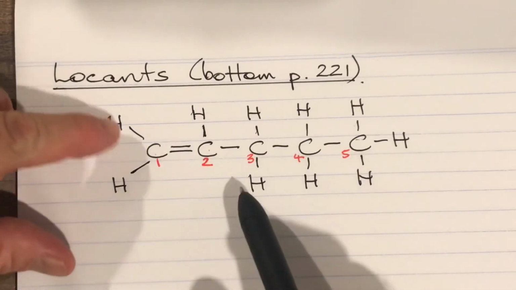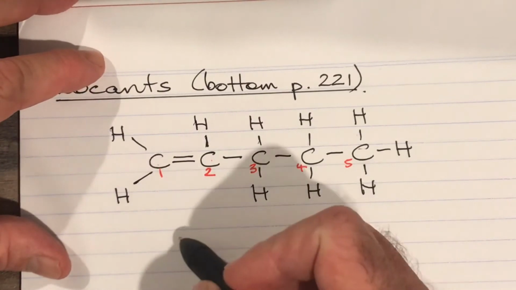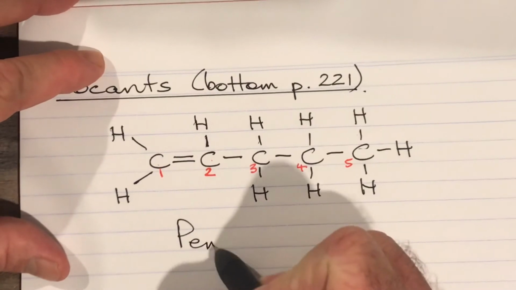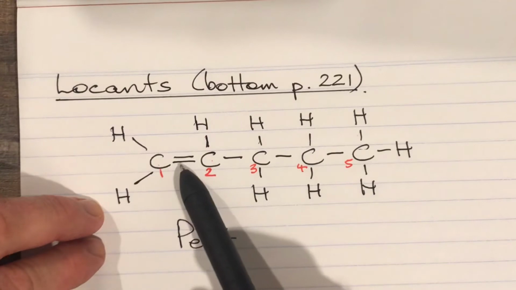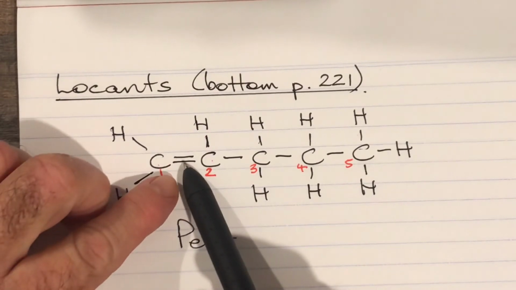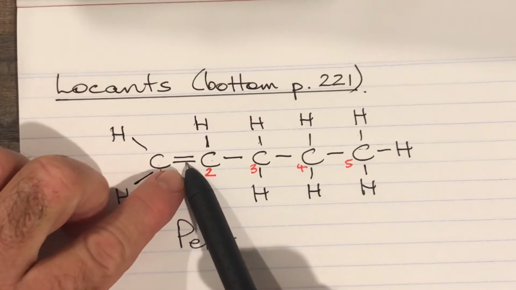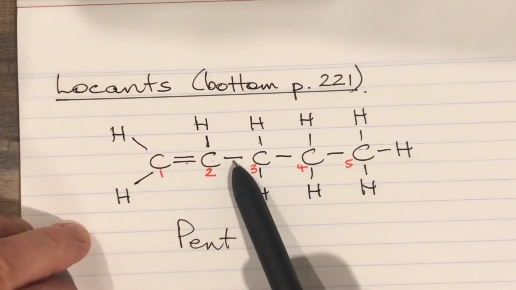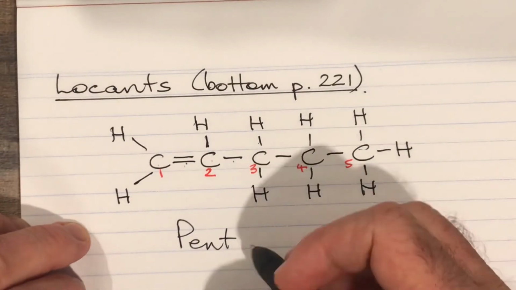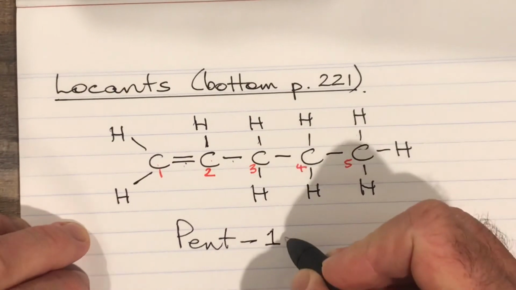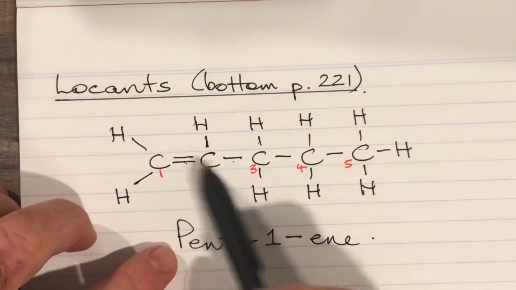But let's begin to name this one. This has 5 carbons, so it starts with pent. Now, it has a double bond in it, so it's unsaturated. And this double bond is located in the first possible location. It could be located here or here. So it's in the first locant, we say. So this would be pent-1-ene. Ene because of the presence of the double bond.